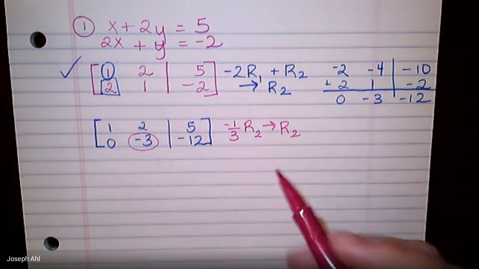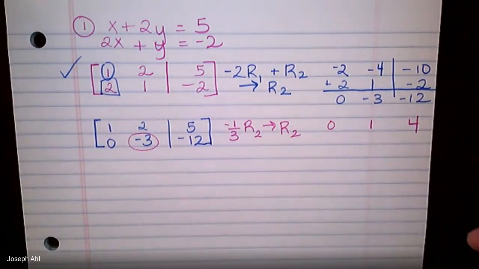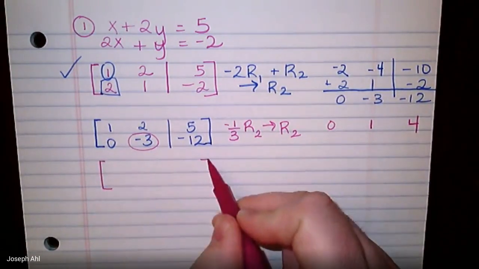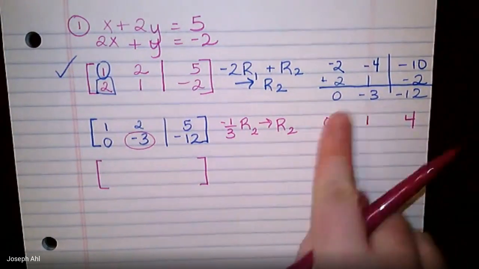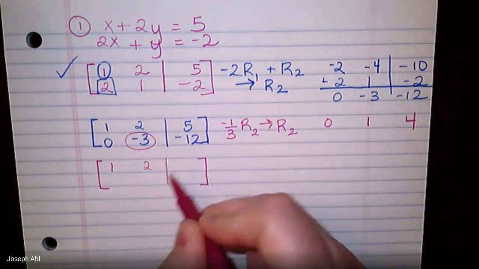So if I take that second row multiplied by negative a third, you get 0, 1, 4. I'm pretty sure we actually could have just done that without writing it off to the side, but just to show you what that would look like, here are the numbers that are going to come into my new row 2. So we've got 1, 2, 5.